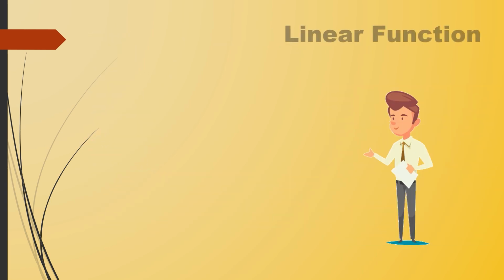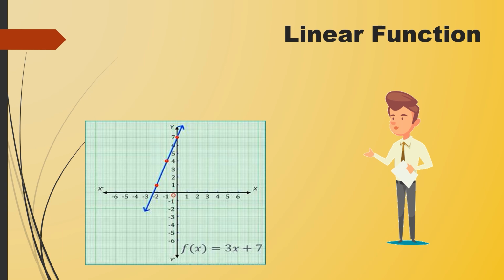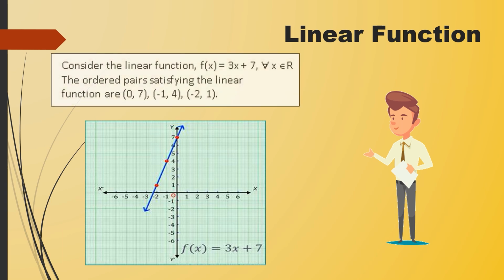Linear function. A function is said to be a linear function if f(x) is equal to ax plus b, where a is not equal to 0, a and b are real constants, and x is a real variable. Consider the linear function f(x) is equal to 3x plus 7. On plotting the points on the Cartesian plane and then joining them, we get the graph of the linear function as shown.